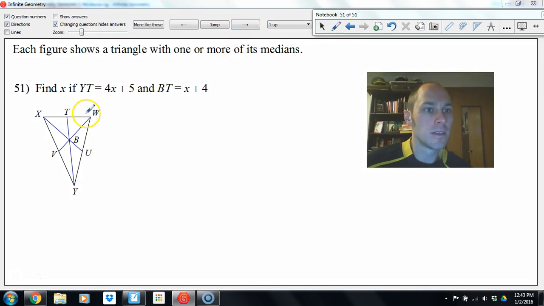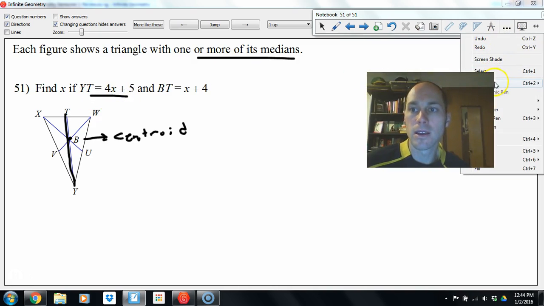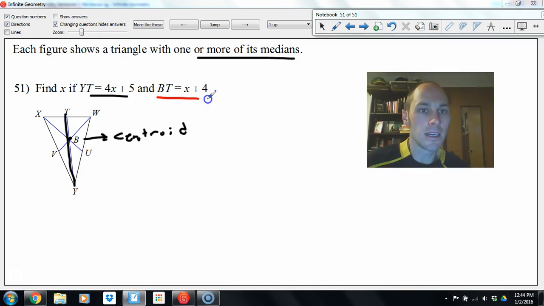Next one, the medians are here again. So point B is the centroid. And now we've got some expressions. YT is the full length. YT is 4x plus 5. And BT is x plus 4.